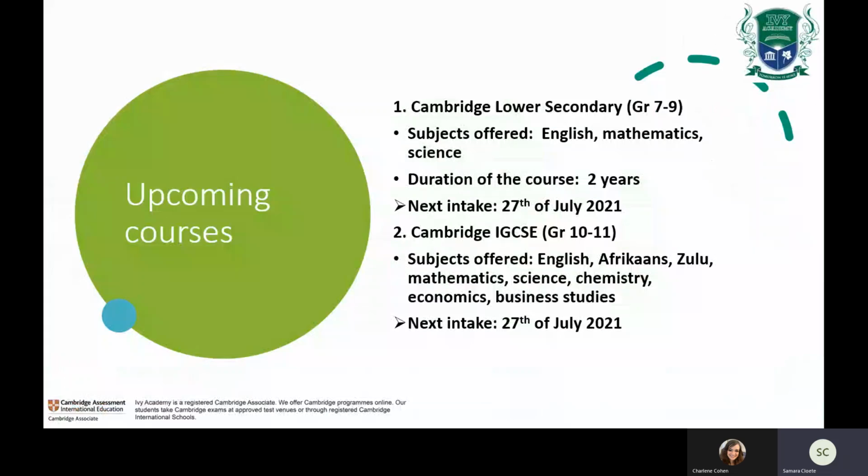Okay, so let me quickly discuss our upcoming courses. We have 2 intakes a year for our Cambridge offering. We are currently taking in, for our July intake, the Cambridge Lower Secondary, which equates to grades 7 to 9. The subjects offered are English, Mathematics, and the Sciences. It's a 2-year course that can cover grades 7 to 9, so the student can finish those 3 grades in 2 years. We also have an intake now in July for Cambridge IGCSE, which covers grades 10 to 11.